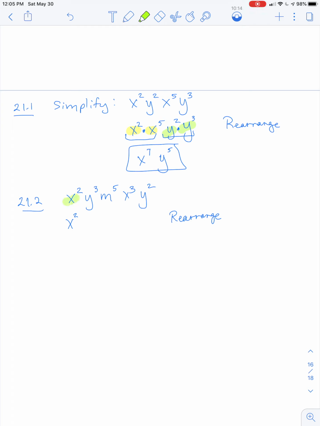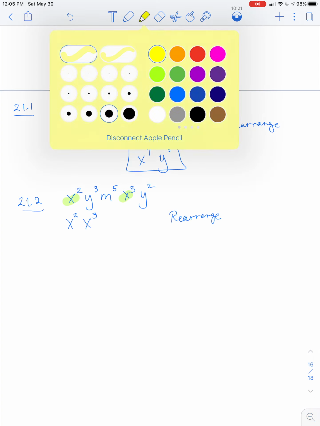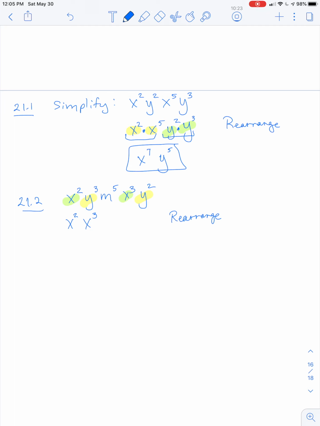So we have our x's. I notice that there are a couple of different y's. We can put those together. And there's one m here. And we'll put that right over here, m to the fifth. We can highlight that, maybe in orange.